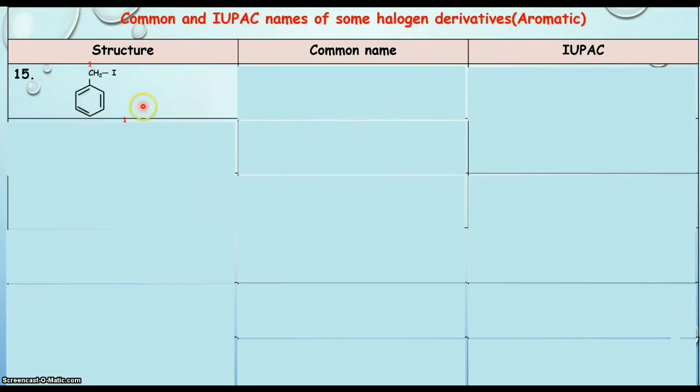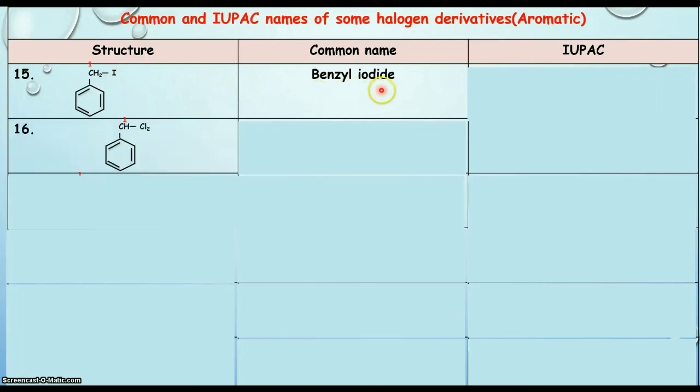Now let us continue with the common and IUPAC names of aromatic halogen derivatives. Here is the example for this. For this structure, the common name is benzyl iodide. Why is it called benzyl? What is this benzyl group? When benzene is bonded to CH2, only this group is called benzyl. Now this benzyl is bonded to iodine, therefore the common name is benzyl iodide.